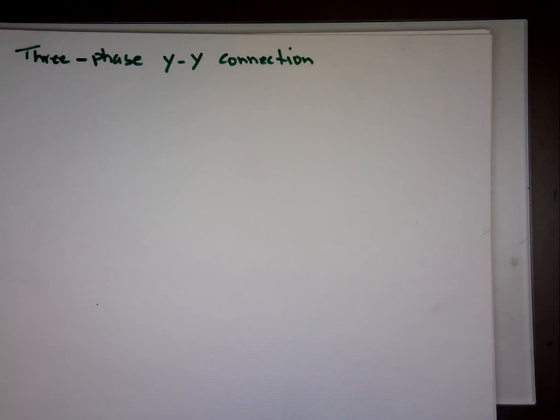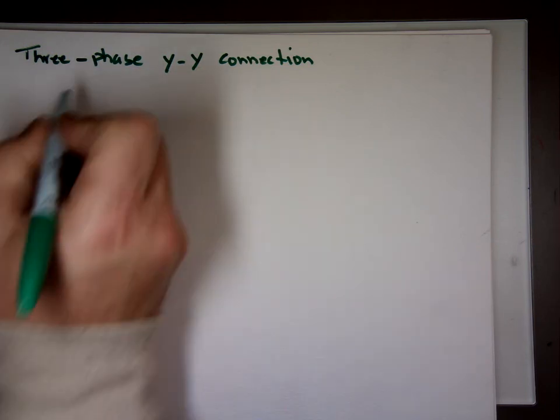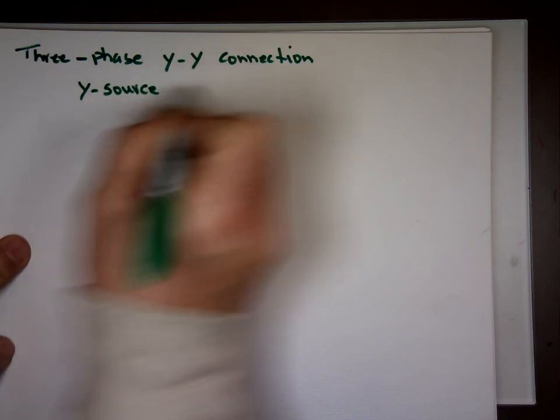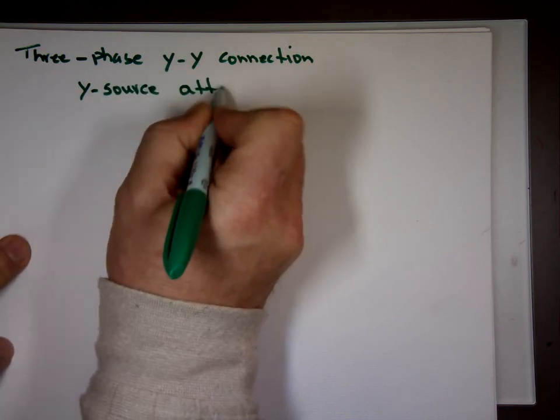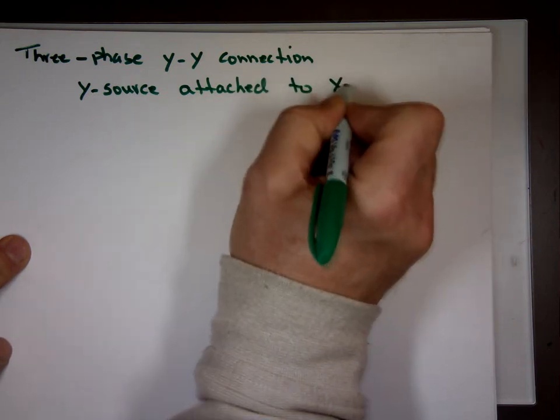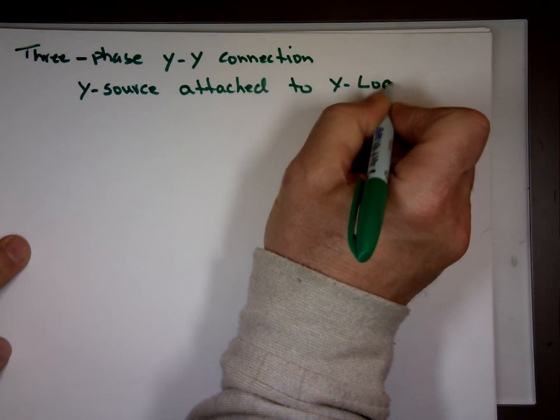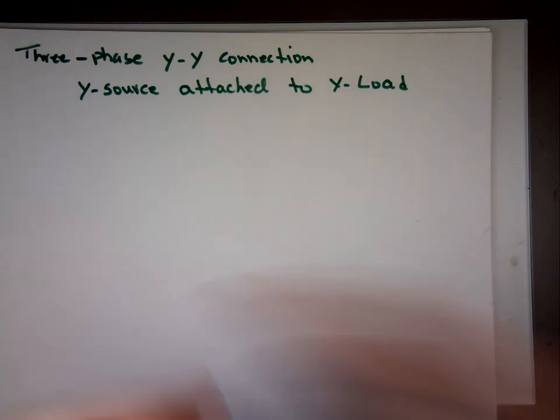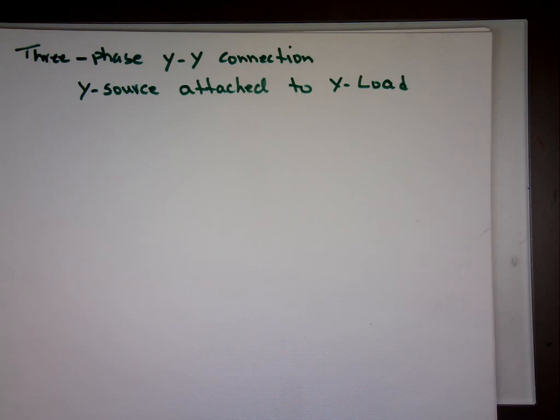Again, when it says three-phase Y to Y, that means you have a Y source and a Y load. So that's what that means: Y source attached to Y load. They don't have to be, you'll see soon enough. It doesn't have to be Y to Y, or delta to delta. The source and the load don't have to match. They could be different, and then we have to do a conversion.